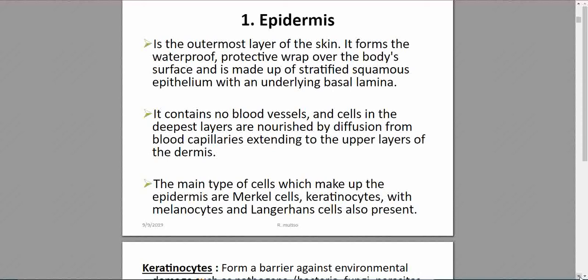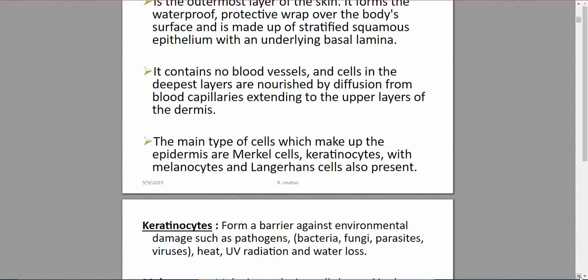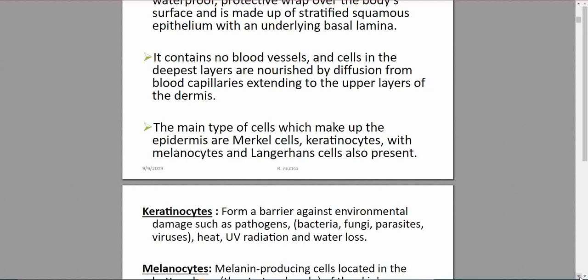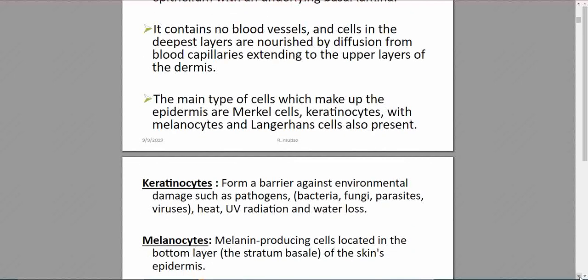So it contains no blood vessels, and cells in the deepest layer are nourished by diffusion from blood capillaries extending to the upper layer. So the epidermis itself does not have any blood vessels, but diffusion from the blood is what keeps the cells alive in those areas. The main types of cells which make up the epidermis are the Merkel cells and keratinocytes, with the melanocytes and Langerhans cells also present.